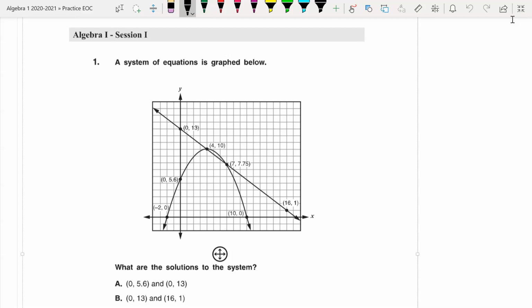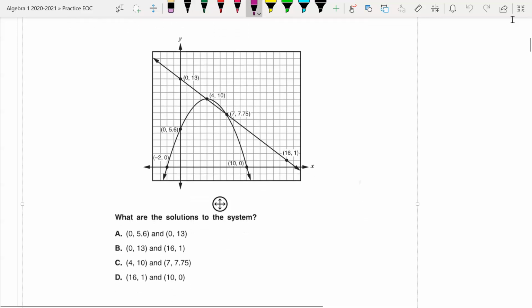So the first question, it says, a system of equations is graphed below. What are the solutions to a system? Well, anytime there's a system and they graph it, it's wherever those two lines intersect. So if you look at this, I have my x-axis, my y-axis. They intersect at these 2 points, and it's possible to have multiple answers. And so this system, the answers are 4, 10, and 7, and 7.75. So the answer on that one's C. So anytime there's a system and they graph it, it's where they intersect at.